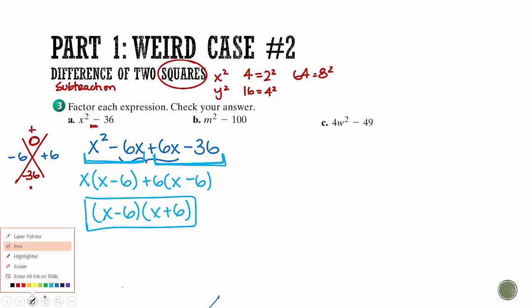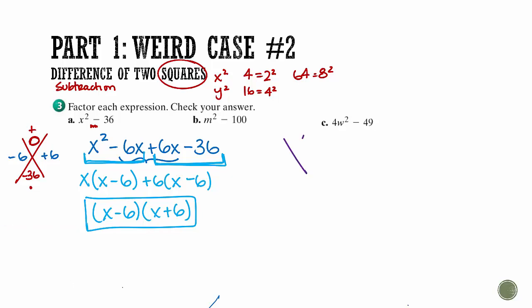Let's do one like C. So we notice that there's no middle term, so we want two numbers that add to make 0, and they got to multiply to make, remember you got to multiply these together. 4 times 49 is 196. So the awesome thing about this is because we know they have to add to 0, they need to be the same number. One just has to be positive and one has to be negative. So we can figure this out by just quickly taking the square root of 196. And when you do that, you end up with 14.